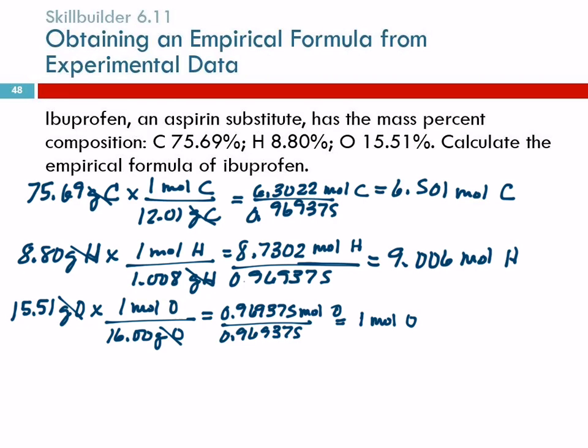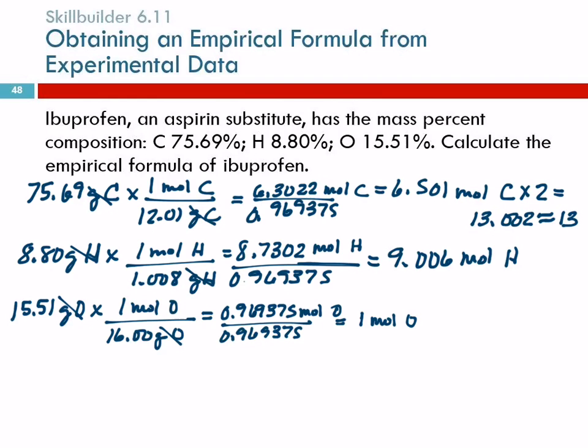So, trial and error method says multiply by 2. So take that number in your calculator and multiply by 2. What do you get? 13.002. Is that close enough to round to 13? Yeah, it is. So we're going to call that 13.